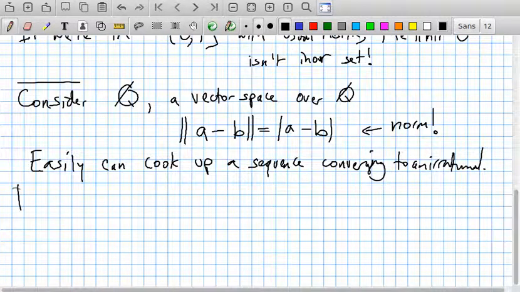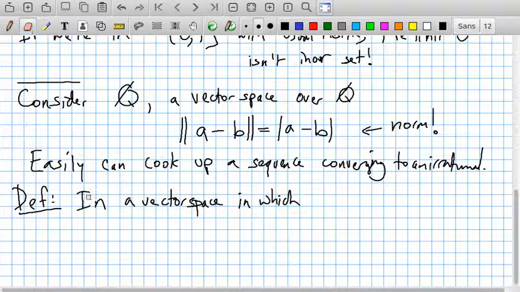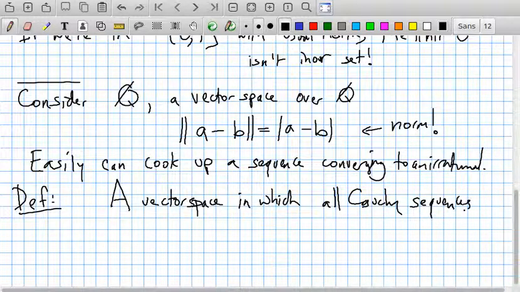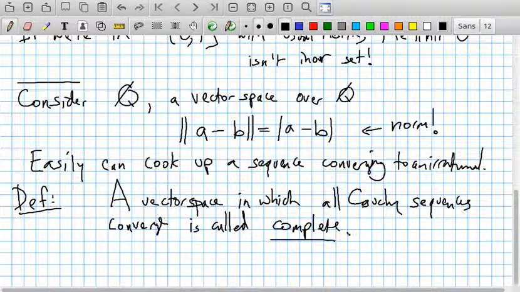So here's a definition. A vector space in which all Cauchy sequences converge is called complete. So for instance, the reals is complete, the rationals are not.